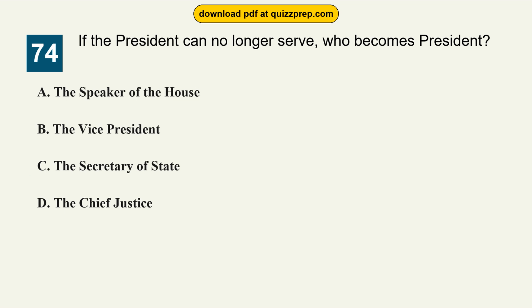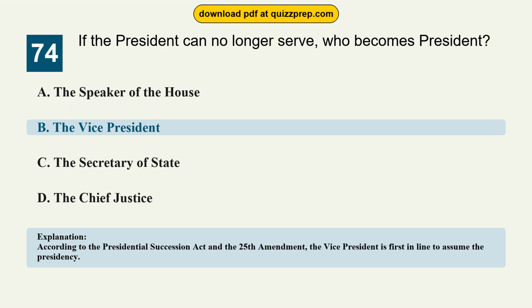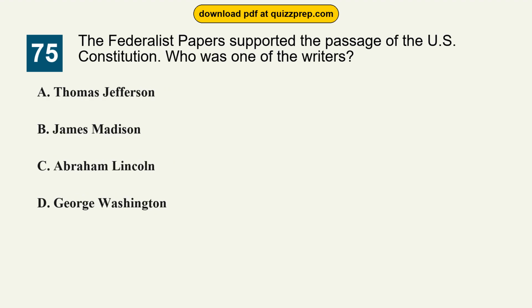Question 74. If the president can no longer serve, who becomes president? Option A, the Speaker of the House. Option B, the Vice President. Option C, the Secretary of State. Option D, the Chief Justice. The correct answer is option B, the Vice President. According to the Presidential Succession Act and the 25th Amendment, the Vice President is first in line to assume the presidency. Question 75. The Federalist Papers supported the passage of the U.S.